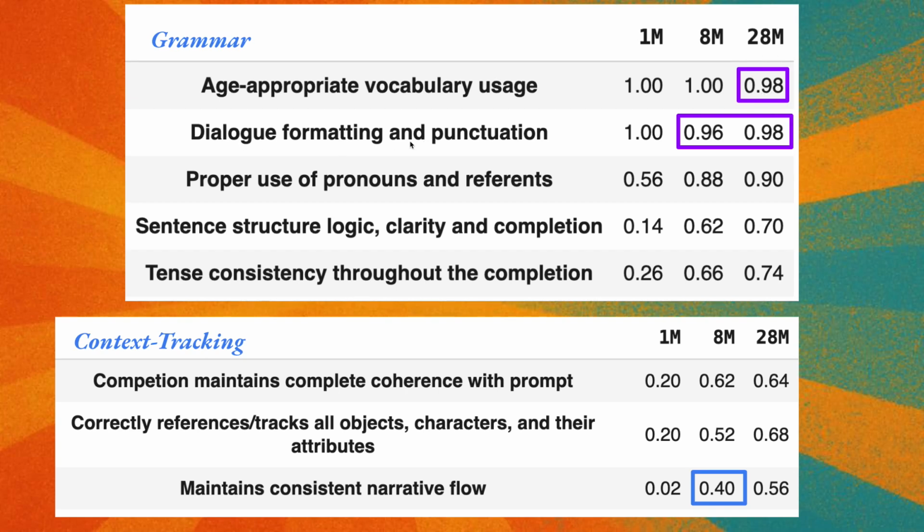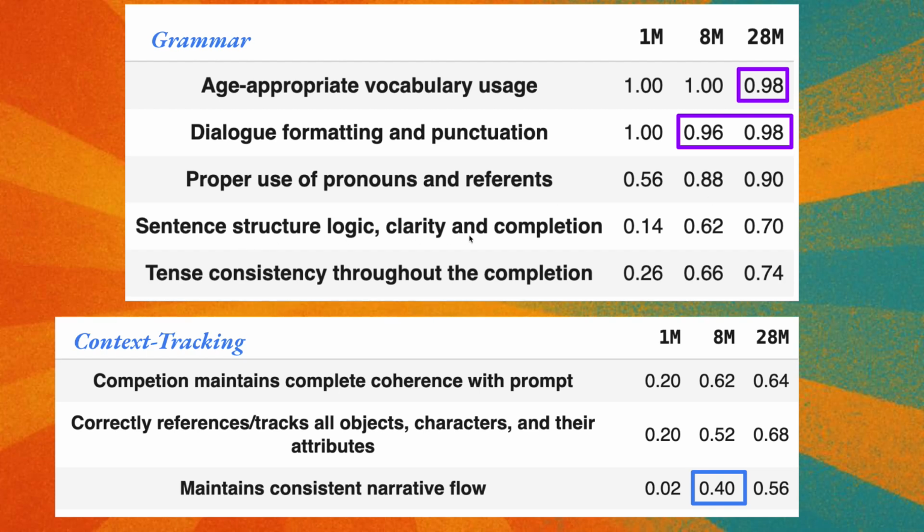Dialogue formatting and punctuation. My guess for this is that I was a bit stricter for grammar as the testing progressed. So that's probably just user error or judge error for why it decreased. Other grammar criteria: proper use of pronouns and reference, that increased, and that checks with what I was experiencing as I was grading.